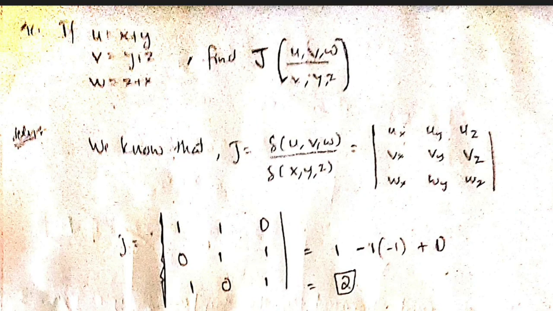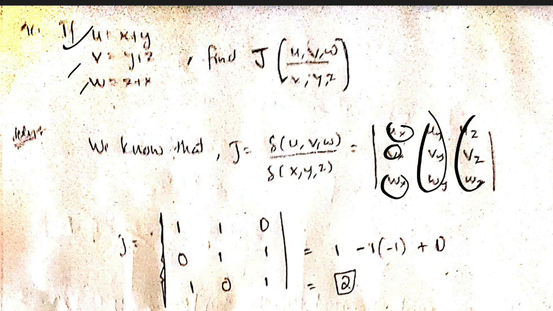Moving on to the last topic of module 2, which is Jacobians. You will be given 3 equations, u, v and w, and what you have to do is write ux, vx, wx, uy, vy and wy, uz, vz and wz. After you have written this one, just substitute the values.